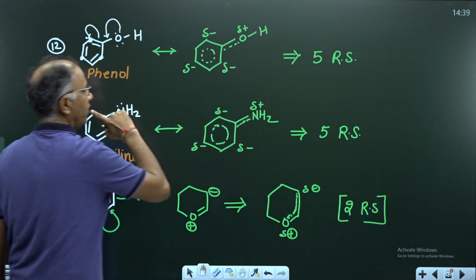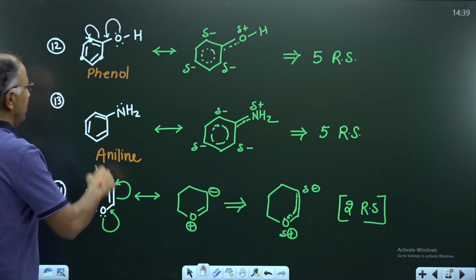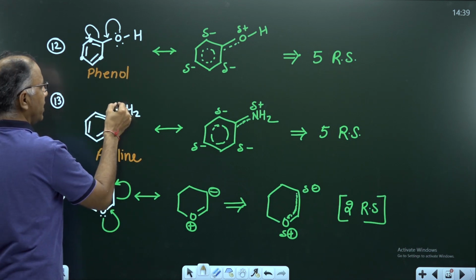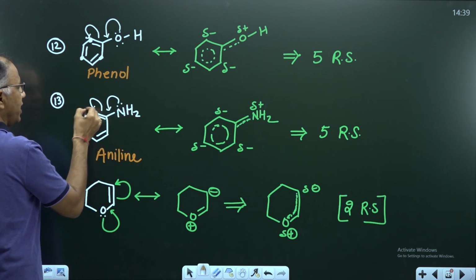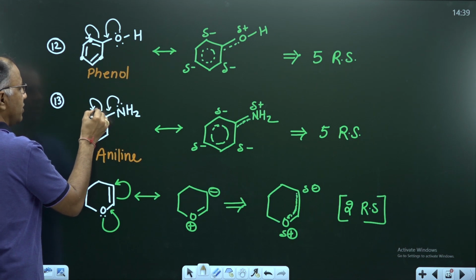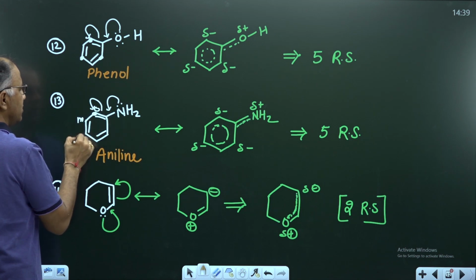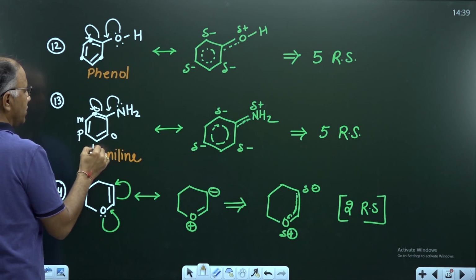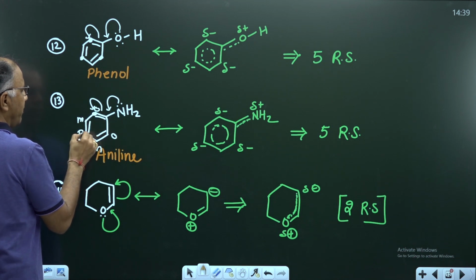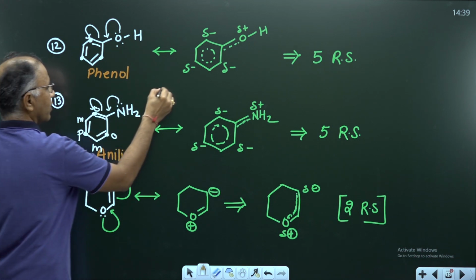How many RS will form? 5 RS. The structures of 12th and 13th are similar. In this case, the lone pair of nitrogen is delocalized. There will be a negative charge on this ortho position. This is meta, this is para. This is ortho, this is meta. So ortho, para and ortho.